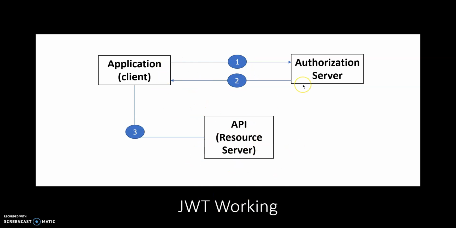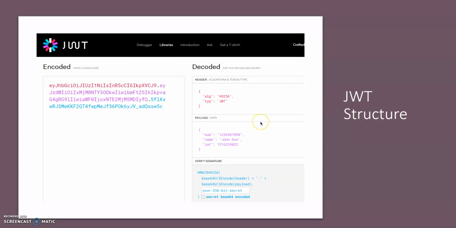This is a three-way process, and this is the overview of a JWT debugger, which has the following fields, that is encoder and decoder. In the encoder we basically paste a token, and the decoder is used to decode the token, from where we can get the information like the header, payload and the signature.